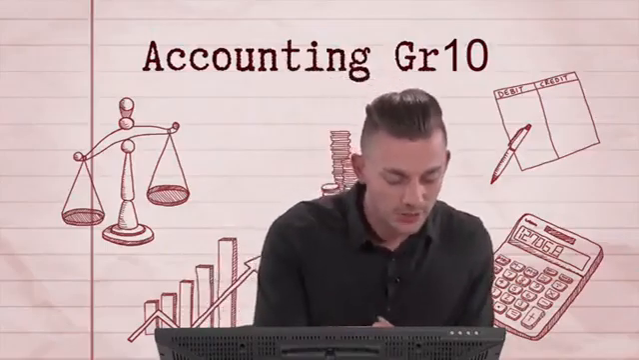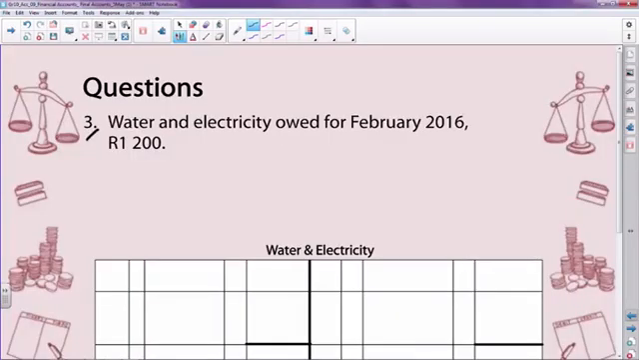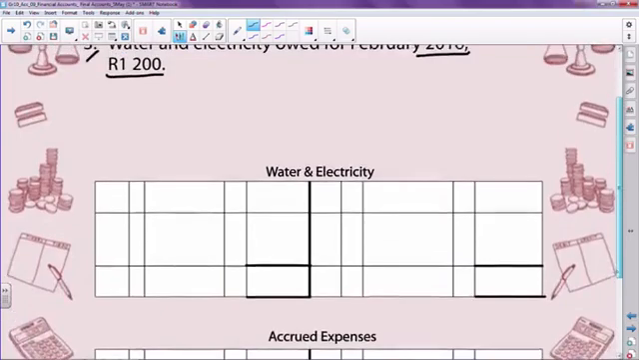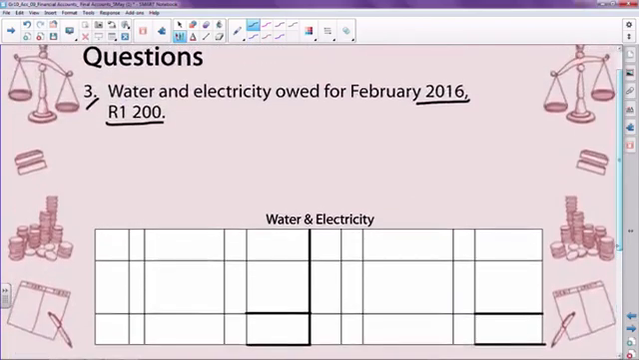Okay guys, let's look at another adjustment. We've done this one last week, so this is a bit of revision. Water and electricity is owed for February 2016, and the amount is 1,200 Rand. Now, I want to know, what will happen to your water and electricity account, and where should I post this amount to have the double entry rule? So I'll give you 2 minutes to quickly complete this adjustment.